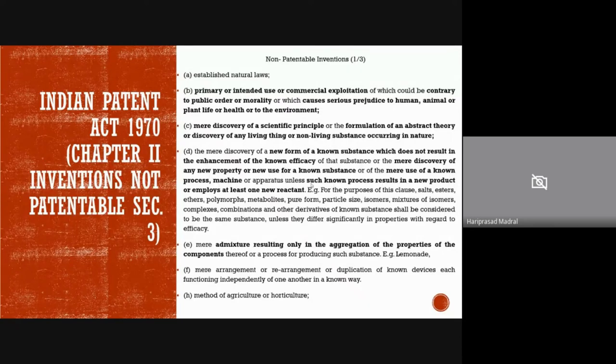Then mere arrangement or rearrangement or duplication of known devices, each functioning independently of one another in a known way. It is associated with the technical configuration of various existing equipment, and if we are changing the technical configuration and trying to get an output, then that configuration or invention is not patentable. Various methods of agriculture and horticulture are not patentable.